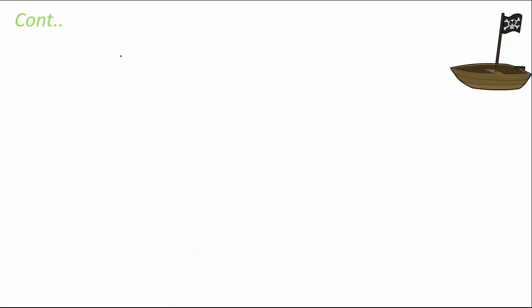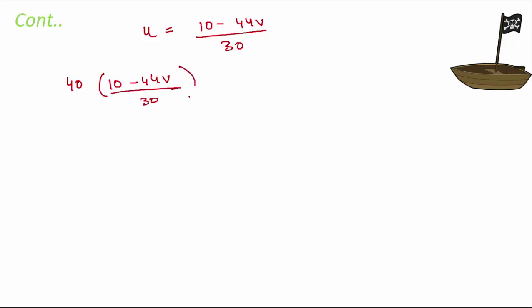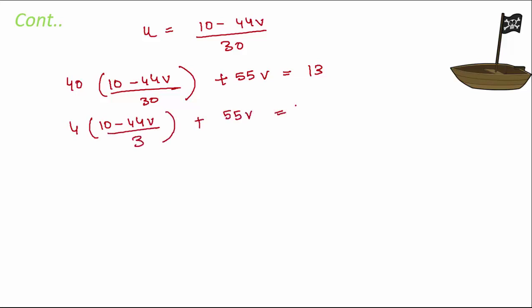So now, as per the substitution method, we can say u is equal to (10 minus 44v) divided by 30, and we can put this value in the equation. So we get 40 into (10 minus 44v) divided by 30 plus 55v is equal to 13. Now we have only one variable, that is v, in this equation. So this becomes 4 into (10 minus 44v) divided by 3 plus 55v is equal to 13. This can further be written as 40 minus 176v plus 165v is equal to 39.